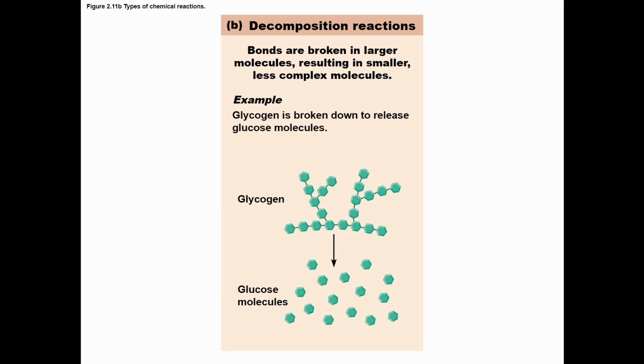Here we have glycogen, which hangs out in your liver and skeletal muscle, and it's being broken down from its component as a bigger polymer into small glucose molecules, which is what it's made up of. So this is a breakdown or degradative decomposition reaction.